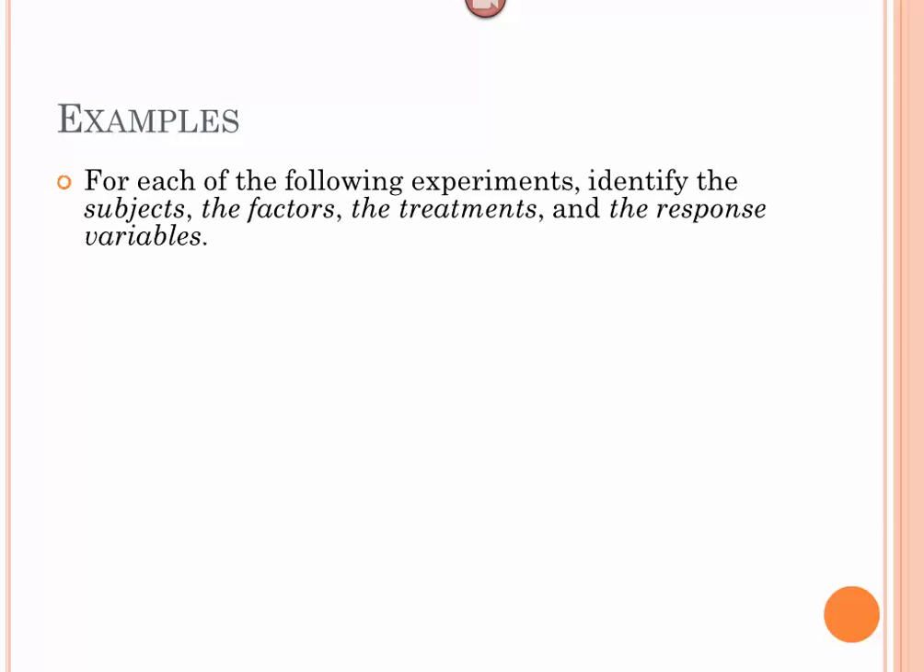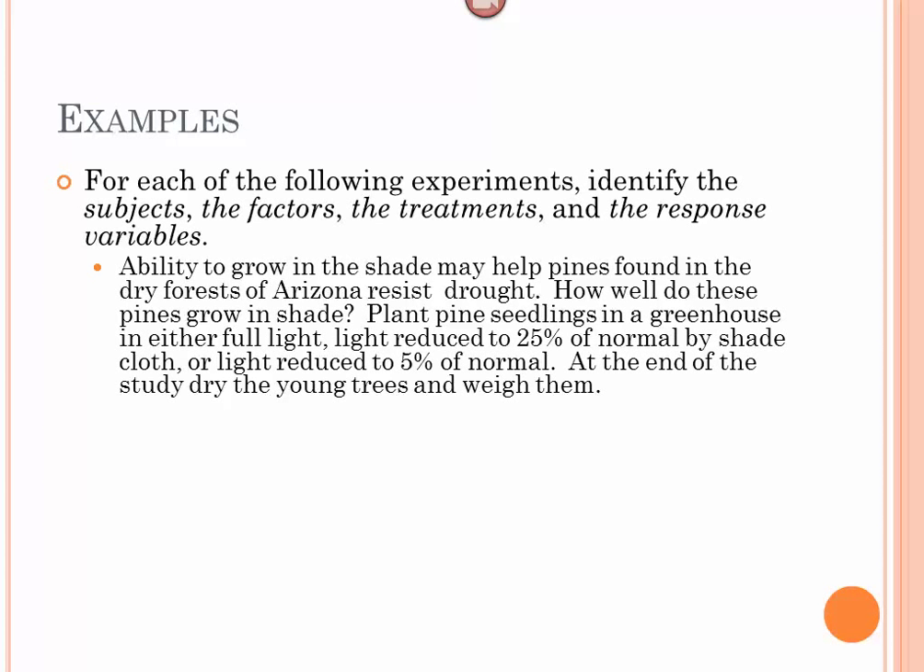So looking at some of the vocabulary we have, I want you to read through this and think about each of these different things, and whether we can identify the subjects, the factors, the treatments, and the responses in the study. Here's our first one. Ability to grow in the shade may help pines found in the dry forests of Arizona resist drought. How well do these pines grow in shade? So we plant pine seedlings in a greenhouse in either full light, light reduced to 25% of normal by shade, or light reduced to 5% of normal. At the end of the study, we dry the young trees and we weigh them.